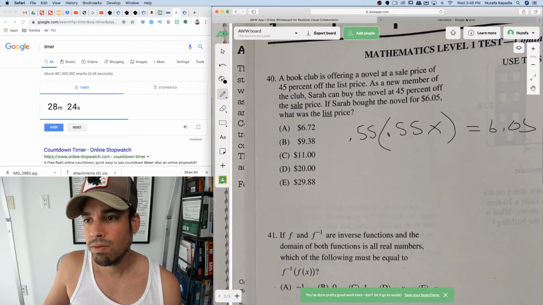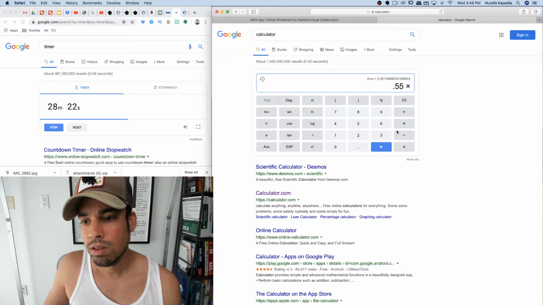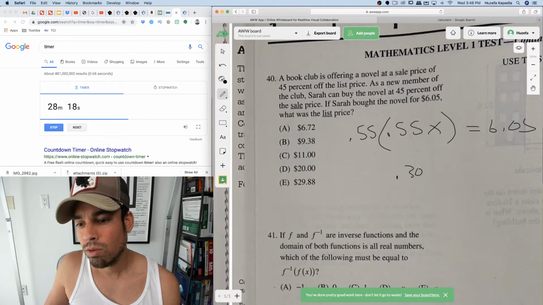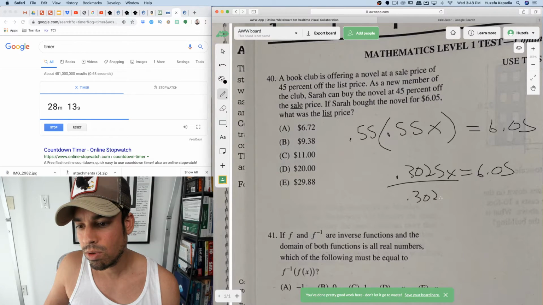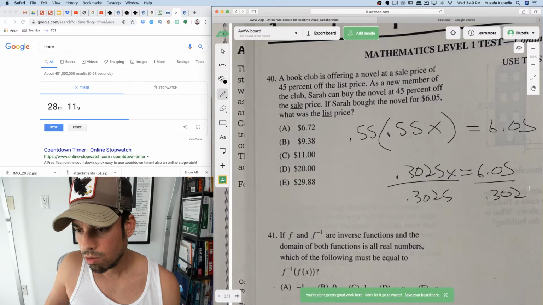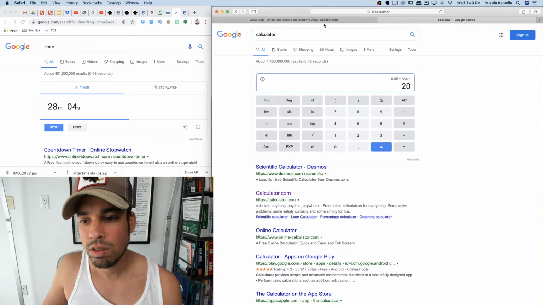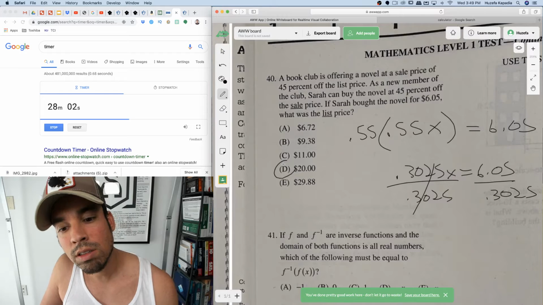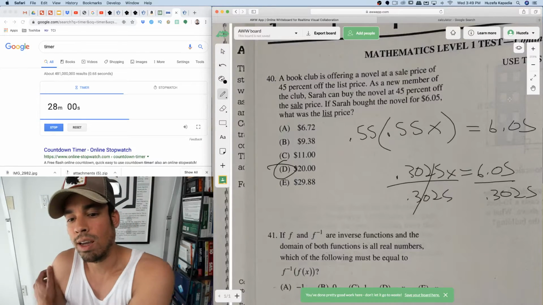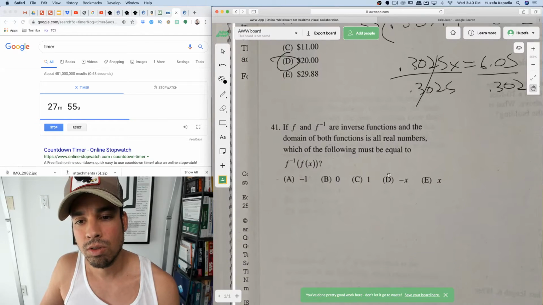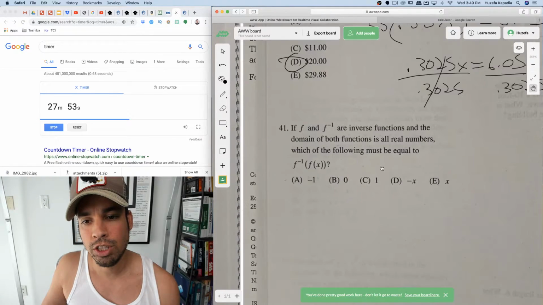So 0.55 times 0.55 is 0.3025. X times 0.3025 equals 6.05. Divide by 0.3025. 605. Answer is $20. That makes sense too. It's like half and then half again. A little less than that, but you know. That feels right. All these other ones are way too cheap. Those don't make any sense.